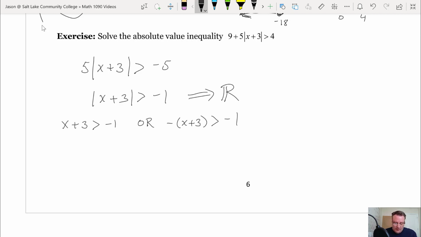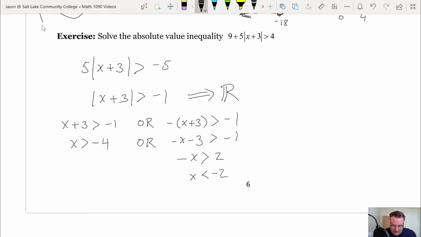Okay. So now we solve both inequalities. Subtract 3 from both sides. I get x is greater than negative 4. Or here I get negative x minus 3 is greater than negative 1. Add 3 to both sides. I get negative x is greater than negative 1 plus 3, which is 2. Divide both sides by negative 1. I get x is less than negative 2.